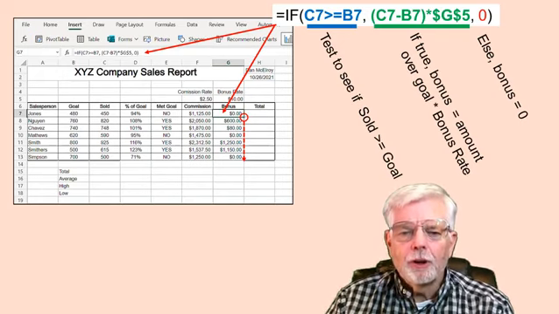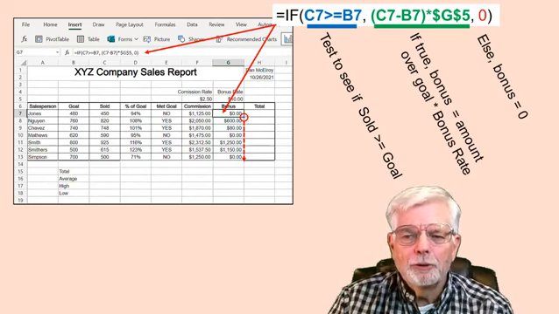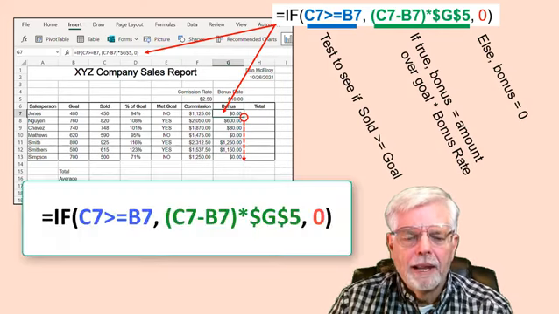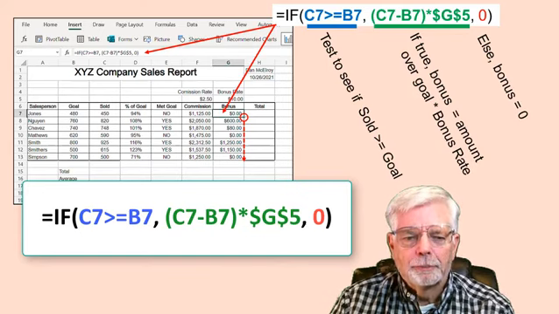The if function that goes here is a little more complicated than the if used when computing met goal. Here it is. Equal if, open parentheses, C7 greater than or equal to B7, comma, open parentheses, C7 minus B7, close parentheses, times $G$5, comma, 0, close parentheses.